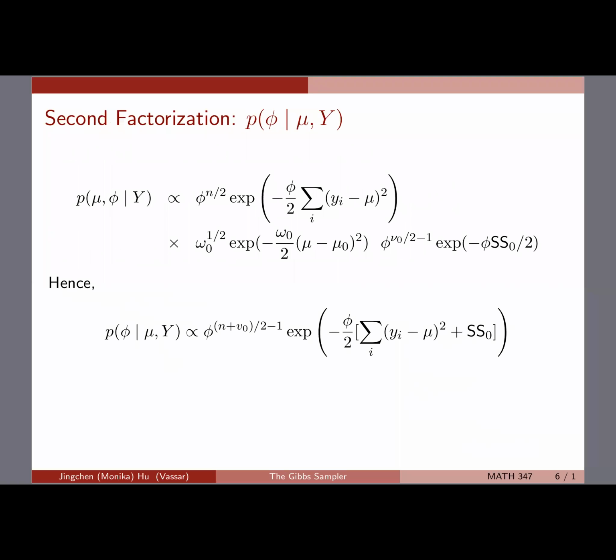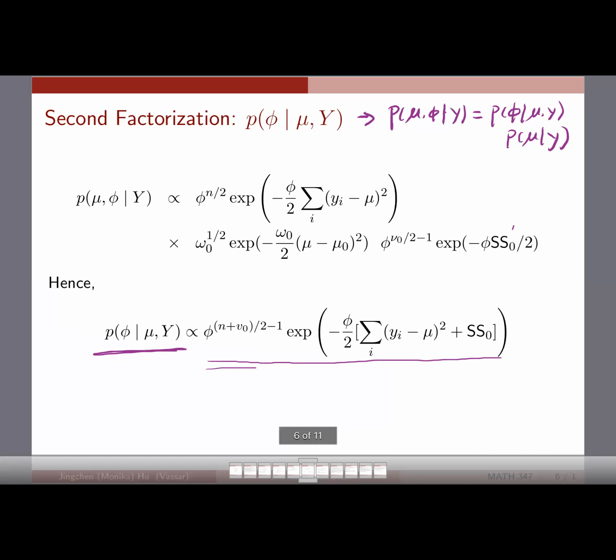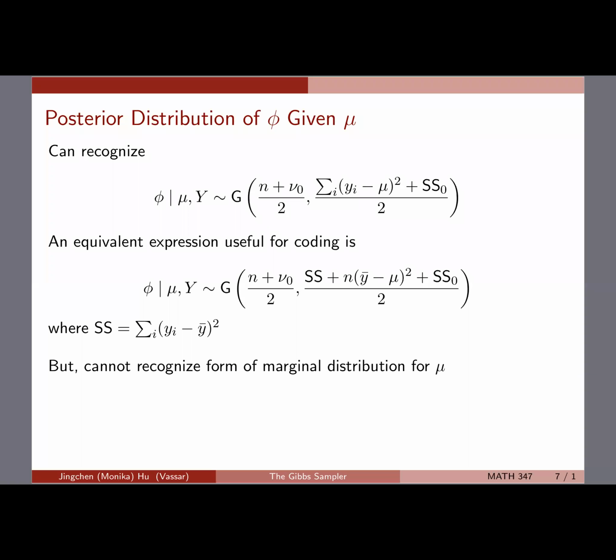The second factorization: we try to get the joint of phi and mu given y equals phi given mu and y, times mu given y. If you do this one, you'll try to recognize phi given mu and y first. If you do the usual algebra work that we did, you'll be able to recognize it to be a gamma. But unfortunately, the marginal of mu given y is impossible.